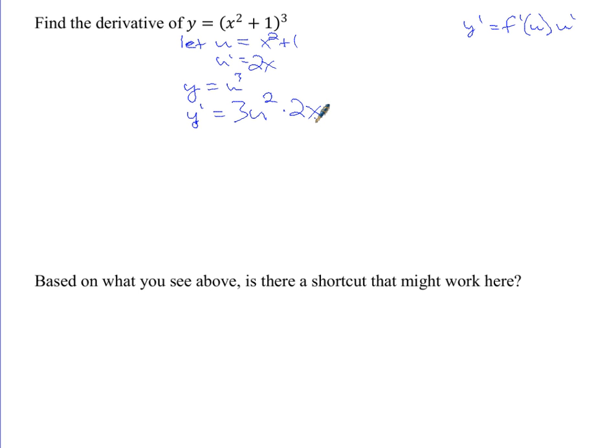Now we back substitute and rewrite our equation. y prime equals, the 3 is out front, times that 2x, which becomes 6x. And then in parentheses, I back substitute what u was in the first place, x squared plus 1. But it's squared. So that's my answer.